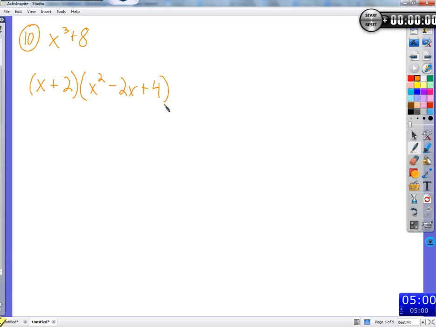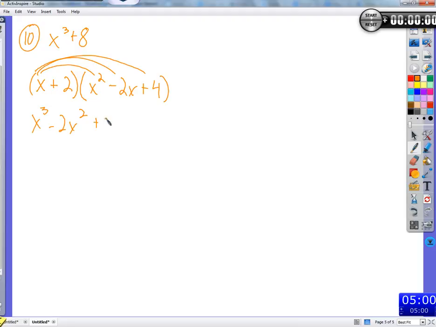Verify it yourself. How are you going to verify that this is the correct factorization? Distribute it back out and see what we come up with. Might as well do that real quick. X to the third minus 2x squared. Well, we got a square, we don't have a square here, so something's going to have to come along and counteract that 2x squared. So we should see that happen.